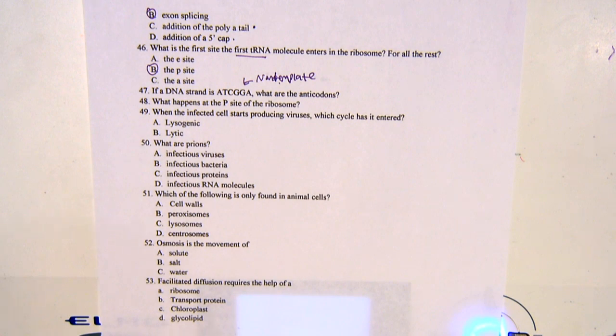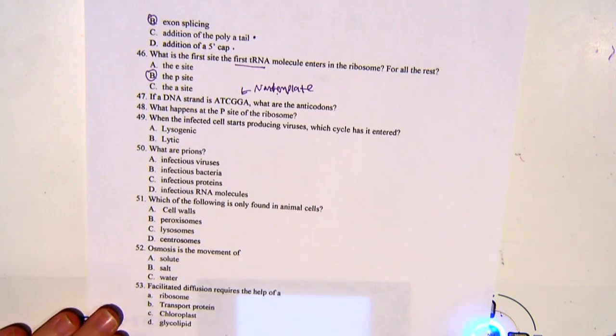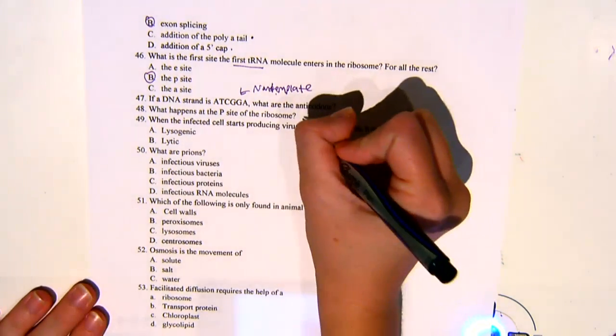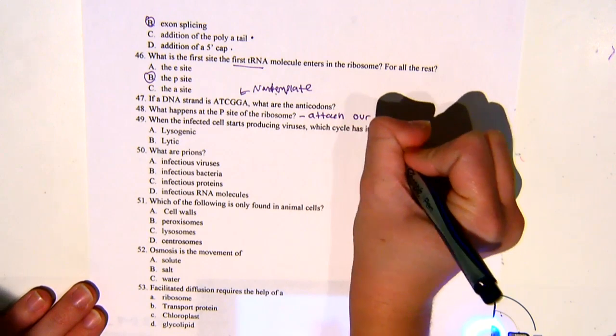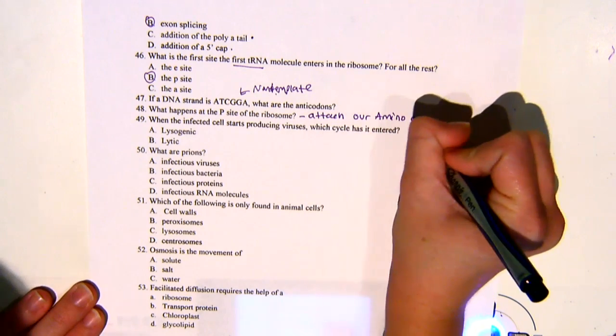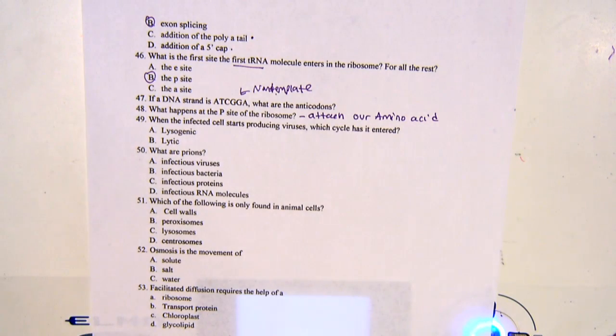Alright, 48. What happens at the P site of the ribosome? That's where we attach our amino acid. Think of P for polypeptide or P for protein. That's the site where we're making our protein.